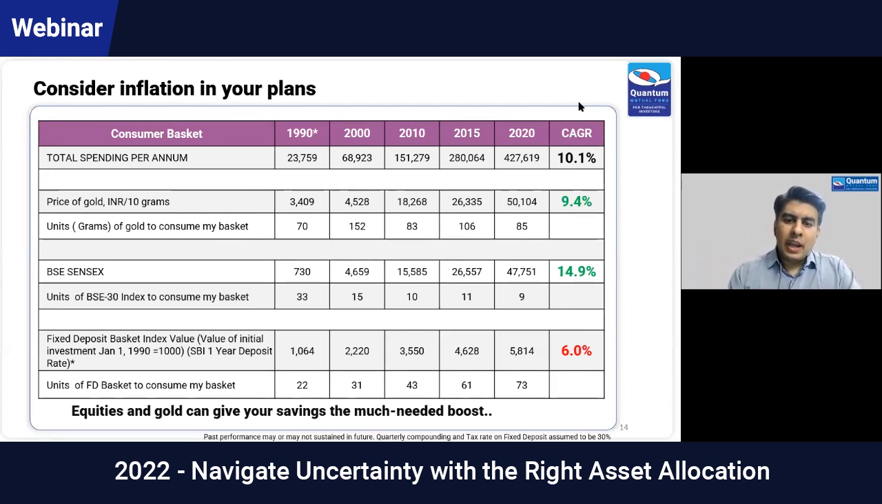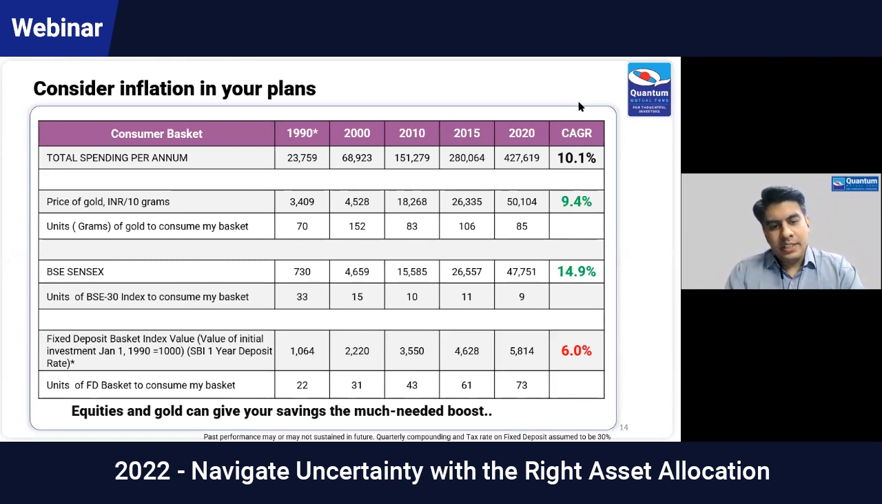Again, coming to equities, one unit was about 730. Sensex was at 730 in 1990. Today it is much higher, but in 2020 it was 47,000. So it has increased by nearly 15%, which is much higher than the spending increase that we have seen, and therefore has helped in increasing our standards of living. So this is one asset class you can bank on really well to ensure that the money works more than the increase in spending, and therefore you have a real saving with you, and that helps you to improve your standard of living.